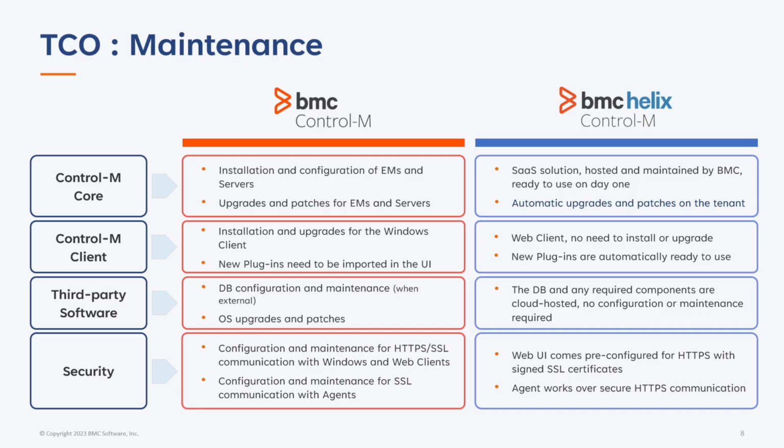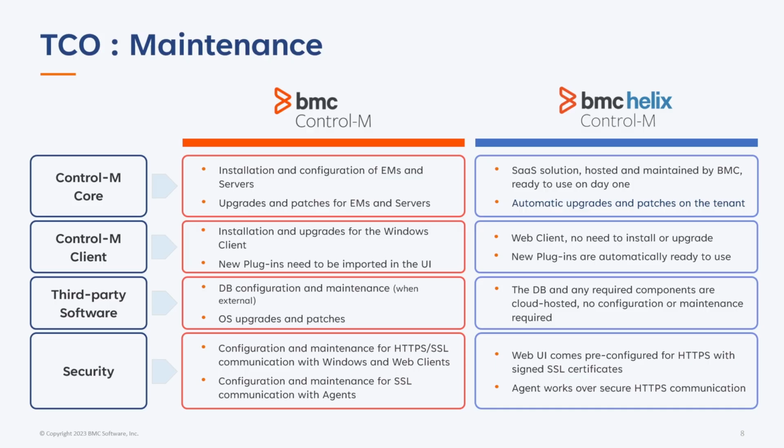Again, with Helix Control M, these responsibilities shift over to BMC. The SaaS tenant is hosted, maintained, and upgraded by BMC, and it's ready to use on day one. Upgrades and patches are applied automatically to the tenant without customer downtime or planning. And Helix Control M uses a browser-based web client, so there is no need to install or upgrade locally. New plugins are automatically available as part of the service, and the database and supporting components are cloud hosted with no configuration or maintenance required by the customer.